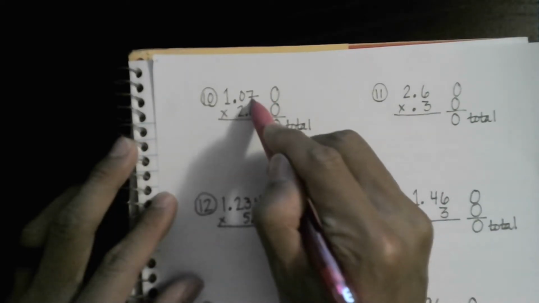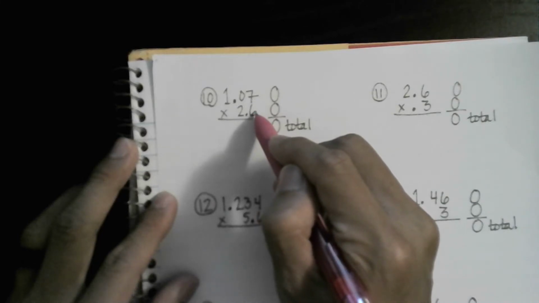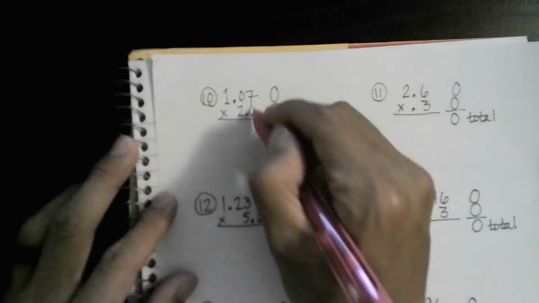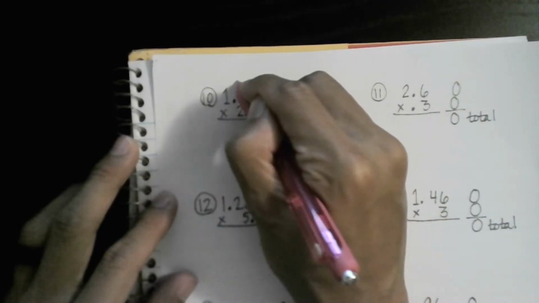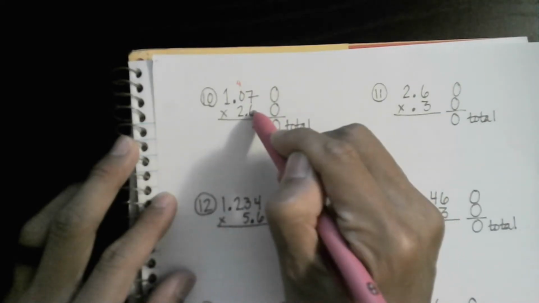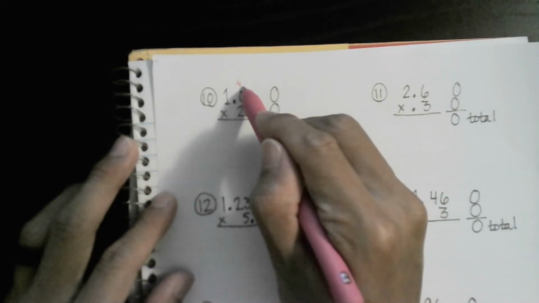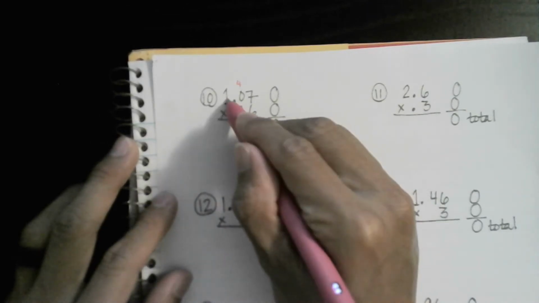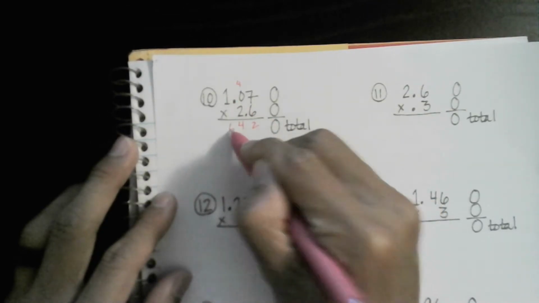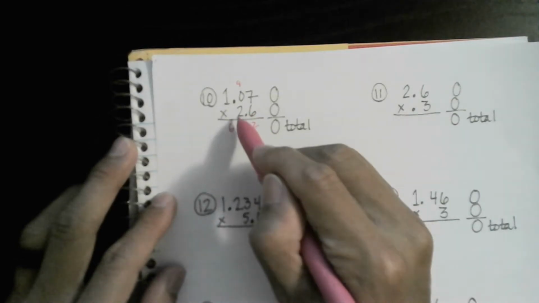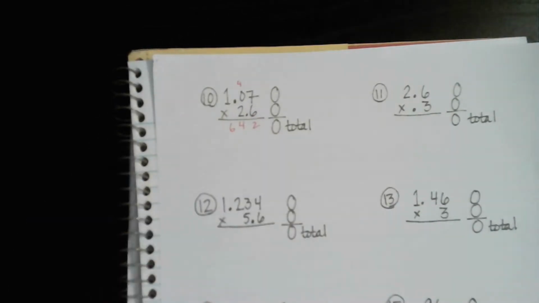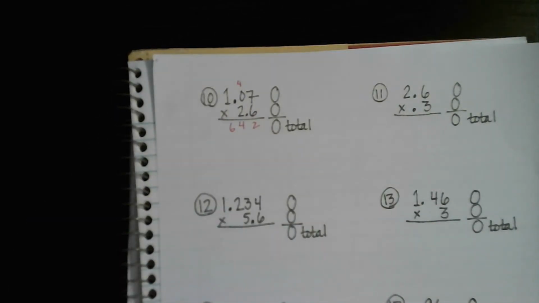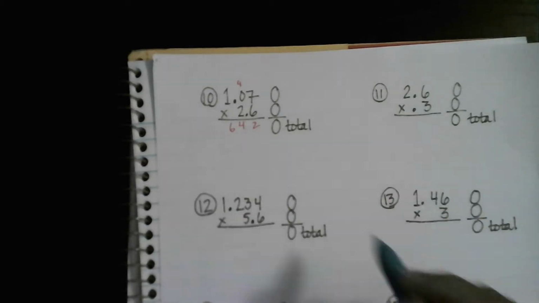6 times 7. Well, 6 times 7, that's 30, 36, 42. So 42. Carry over the 4. Now 6 times 0 is 0 plus 4 is 4. And then 6 times 1 is 6. Now notice I am not bringing down any decimal points. They're not even lined up, because when you multiply decimals, you don't have to line them up.